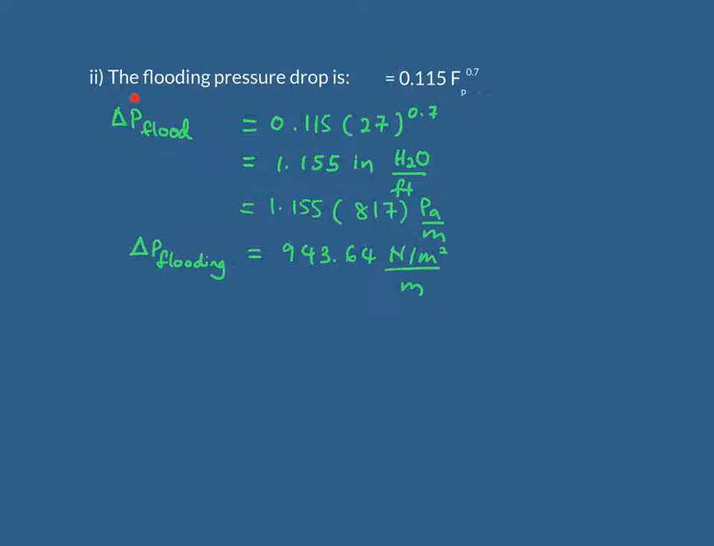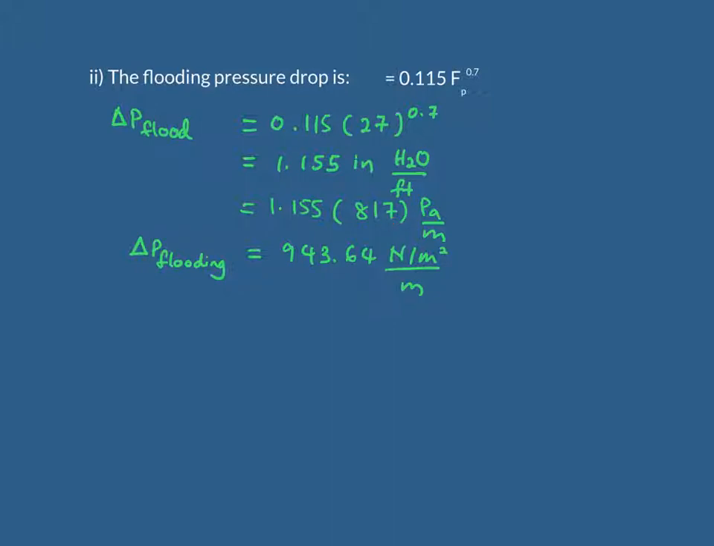The second part of the question is to find the flooding pressure drops, and the formula given to find the pressure drops is 0.115 multiplied by the packing factor to the power of 0.7. So we're going to substitute the packing factor, which is 27 per feet, and we get the answer for the pressure drops in inch water per feet equal to 1.155. To convert into Pascal per meter, we need to multiply with the conversion factor, which is 817.